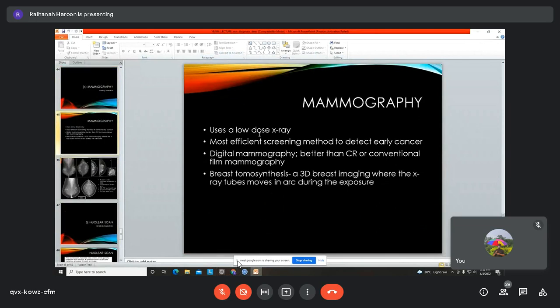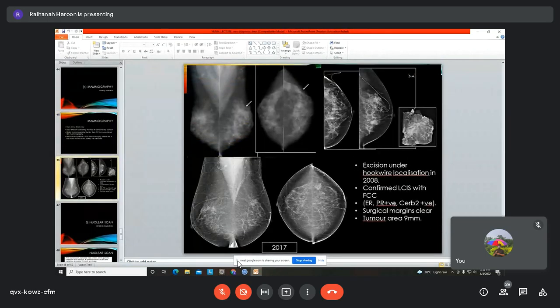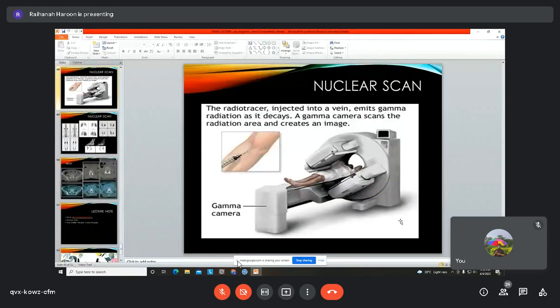So mammography, you know what it is for. Please make sure that you know when to screen somebody. Usually after 40, and it is the most efficient screening method. And in SUSMAC here we have breast tomosynthesis. It is an additional 3D breast imaging. So on top of the 4 images, CC and MLO left, right, that we produce for each patient, 2D, we have tomosynthesis that allows us to scrutinize the image better. Okay, this is just an image of an excision of a breast lump using a hook wire localization.